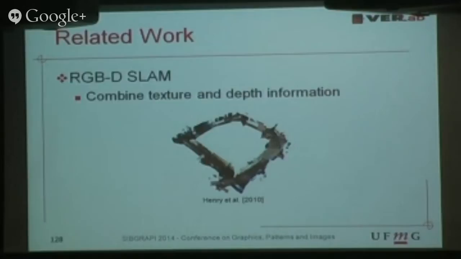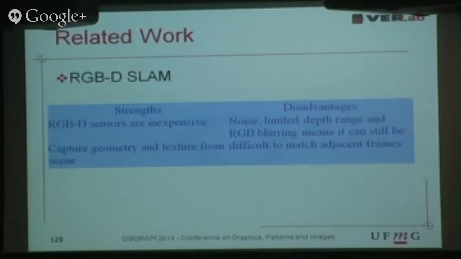Now, the idea of RGBD SLAMs is to combine all this information, and this is called RGBD SLAM, by Henry et al. The strengths are that RGBD sensors are inexpensive, of course, and you are able to capture geometry and texture from the scene. And what are the disadvantages? It's noise, the limited depth range because of sensor limitations, and RGB blurring, which is actually a big hindrance for matching adjacent frames.